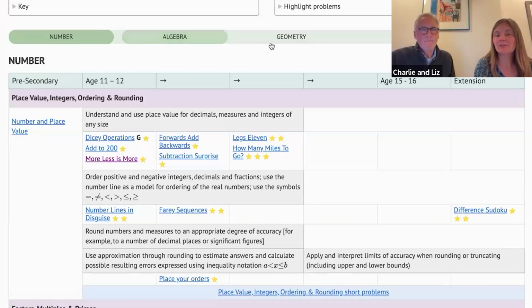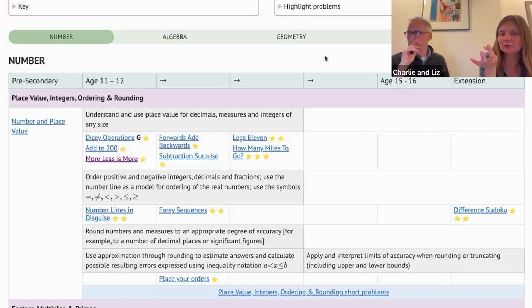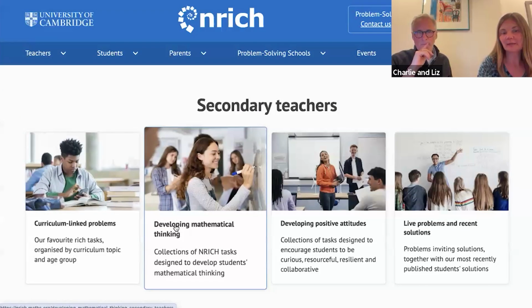You can see at the top here the different strands of the curriculum which you can explore. So there we link tasks that are particularly good for developing the statements from the curriculum. This is your mathematical, the conceptual understanding and that fluency as well. However, I'm going to go back to the secondary teacher landing page.